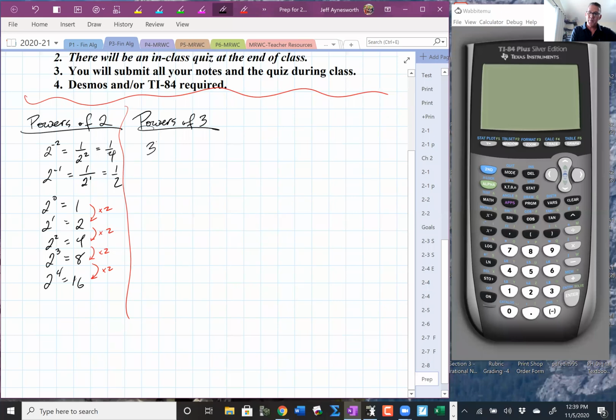Let's start off with 3 to the negative 2, 3 to the negative 1. Go ahead and work at your own pace. I'm going to ask one of you guys to help me out with this in a minute. I'll give you about 60 seconds. Let's do a few. We don't have to go crazy. I just need to make sure that you know how to develop powers of 2, 3, 4, and 5. So work on that.